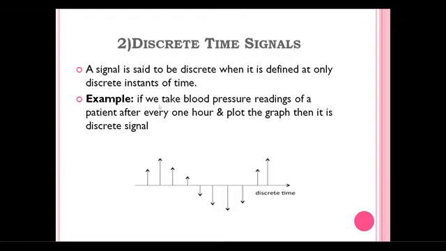And what is an example of a discrete time signal? In a hospital, we usually take a blood pressure reading for a particular person every 1 hour or 2 hours. If we take those readings and plot them in a graph, we will get a signal like this. That type of signal is called a discrete time signal. So we have both continuous time signals as well as discrete time signals. These are the basic classification of signals: continuous time signal and discrete time signal.